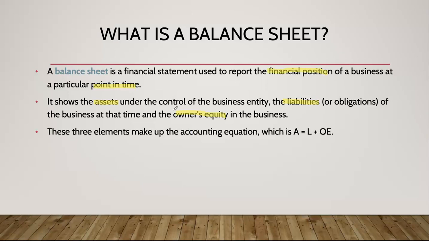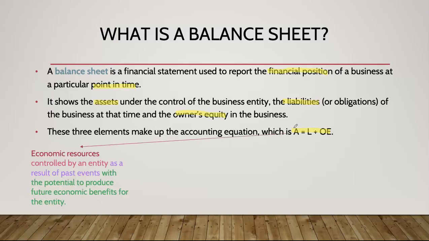Now, these three elements make up the most important equation in accounting, our accounting equation: assets equals liabilities plus owner's equity. We've got our assets through either liabilities or it has increased our business worth. That's why the balance sheet is so important. It covers three elements, and it's incredibly important to investigate the financial health of a business.